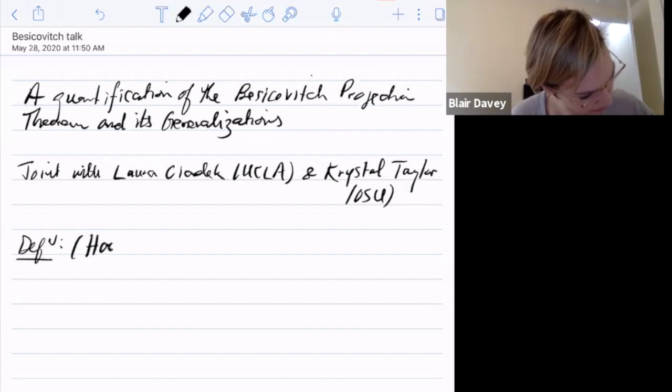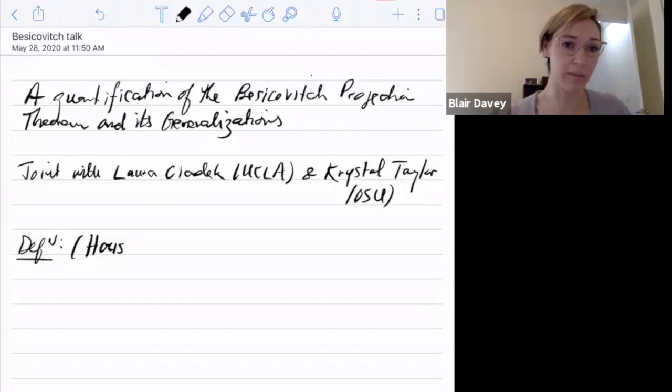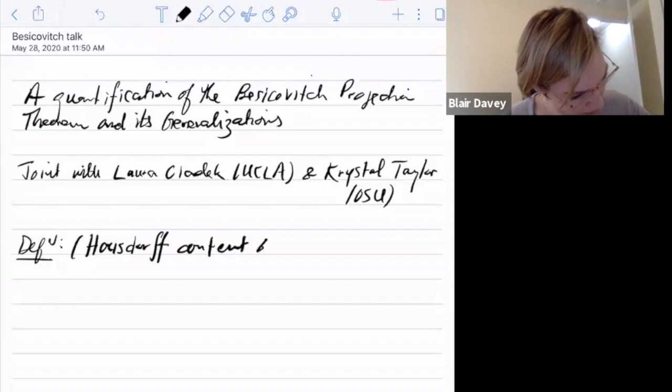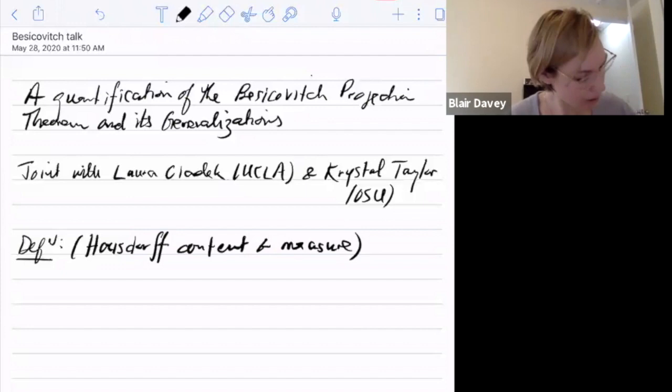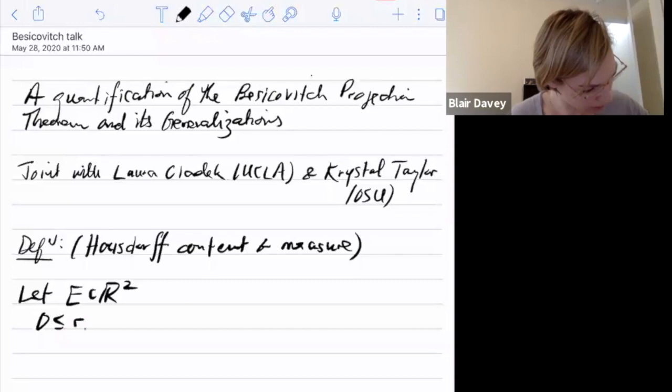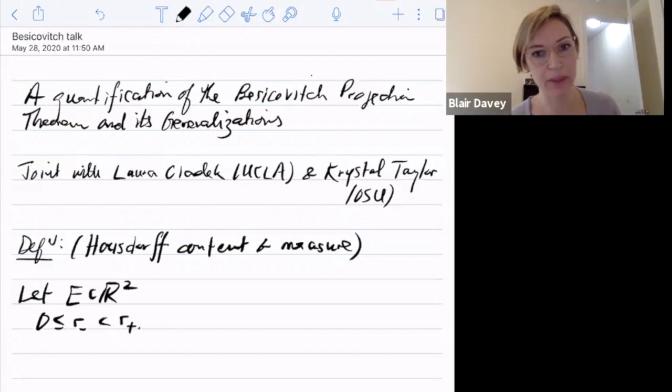Because I'm going to eventually say some stuff about multi-scale analysis, I'm going to build a Hausdorff measure through the Hausdorff content and measure. All right, so I'm going to take a set E contained in the plane, and I'm going to take two radii, which are non-negative, one strictly bigger than the other.